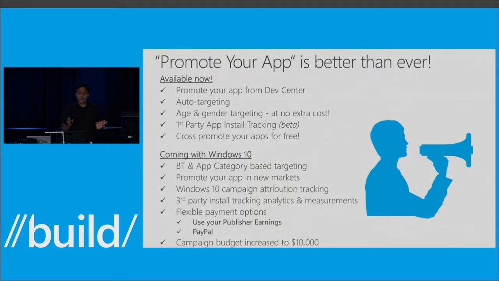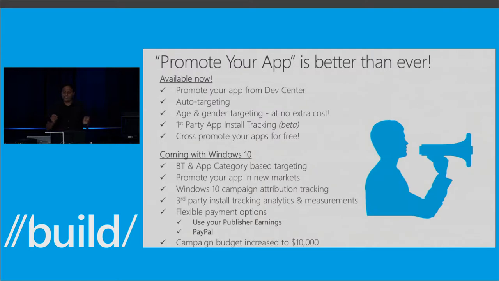We are working super hard, working closely with the Windows team to enable many capabilities during the Windows 10 journey. Specifically, we are going to advance the targeting capabilities during the summertime, including support for behavioral targeting, as well as app category-based targeting as well. Currently, this exposure product is only available in English-speaking markets. We are going to make sure this app promotion capability becomes available in other top Windows markets as well, so that you can easily promote your app in other new markets as well.